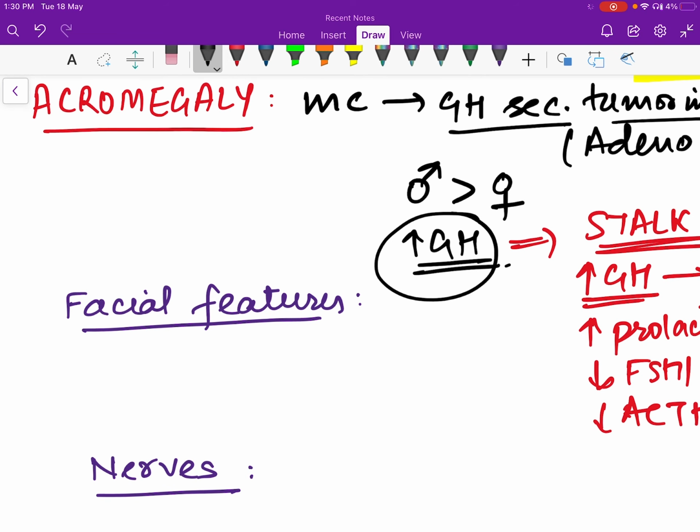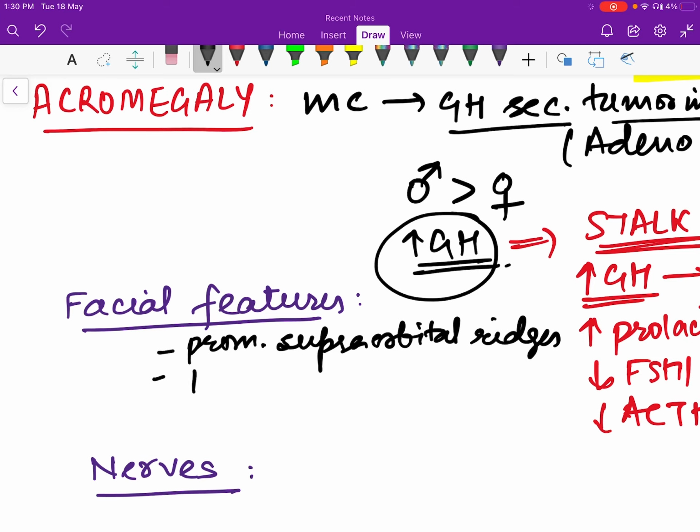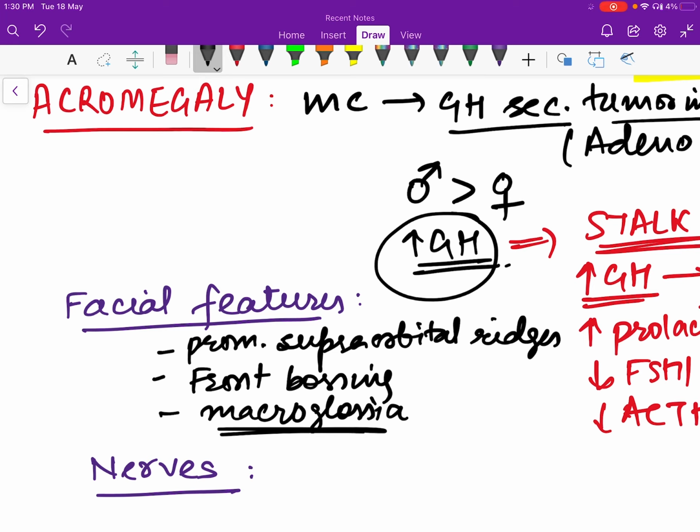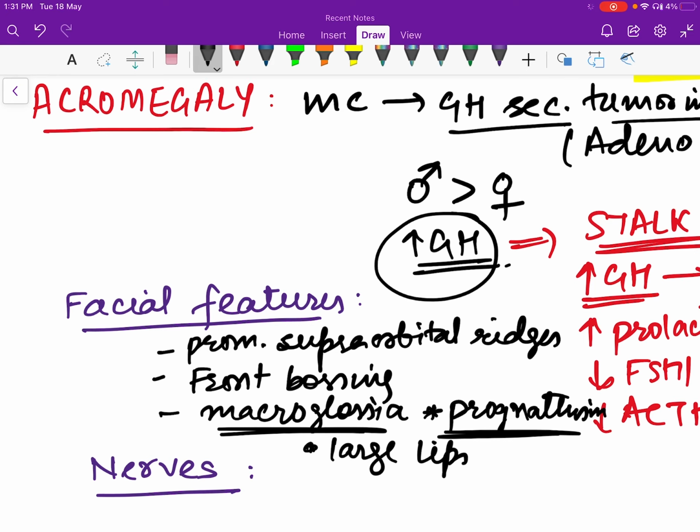So what are the facial features? There will be prominent supraorbital ridges and frontal bossing. This will be because of growth of these bones, increase in width and thickness of these bones. There will be macroglossia, so the size of the tongue is going to increase. There is going to be prognathism, that means the chin of the person is prominent. It's going to increase in size, and there will be large lips, etc.